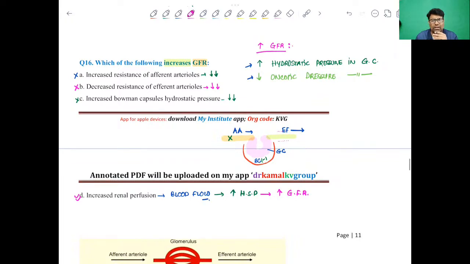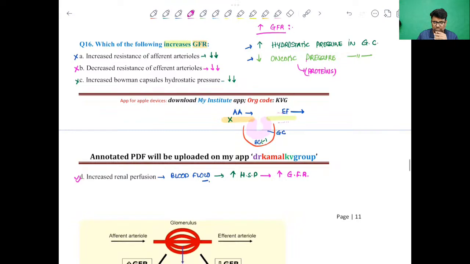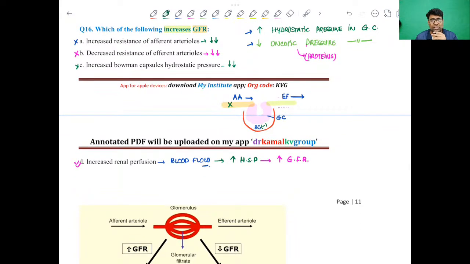For GFR, you have to think of increased hydrostatic pressure or low oncotic pressure. Now, the oncotic pressure is exerted by proteins. So when we say low oncotic pressure, it means low proteins, that is hypoproteinemia. It can be seen in nephrotic syndrome, like minimal change disease, an example of nephrotic syndrome, or any condition in which there is a decrease in the protein levels in the body, right? So this is in short.